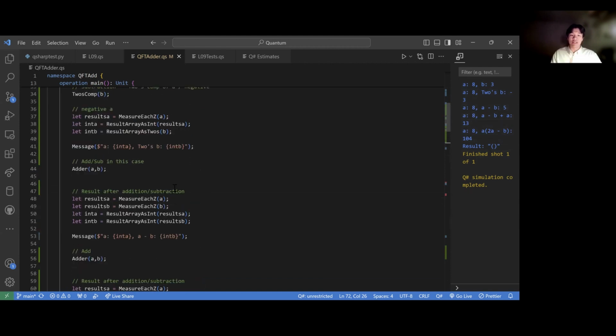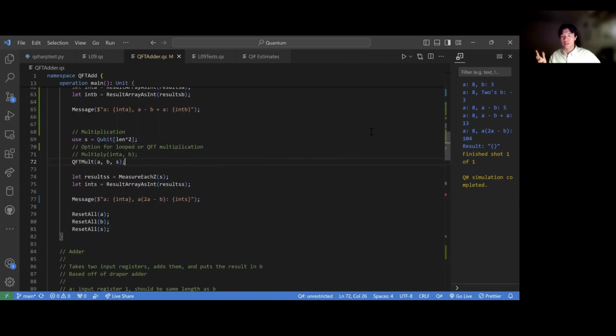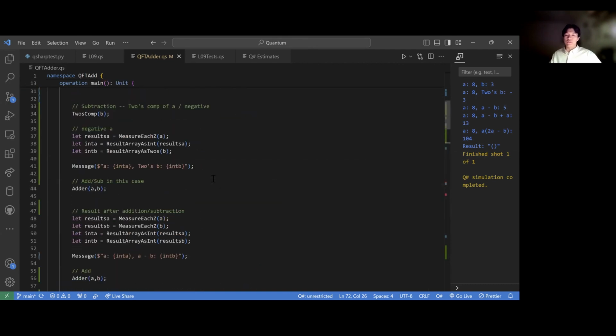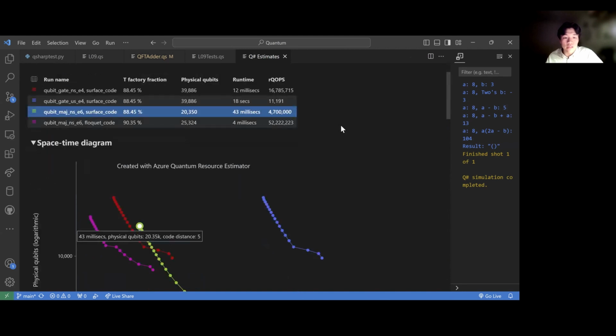The subtraction was just implemented by using the same sort of 2's complement idea from classical computing. But I use that in conjunction with my QFT adder to replicate subtraction to a degree. This comes with a surprisingly large cost, though. You can see an estimate that I used.